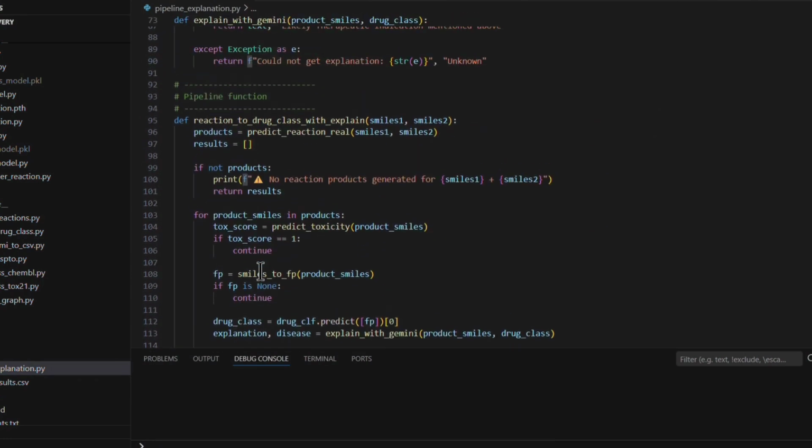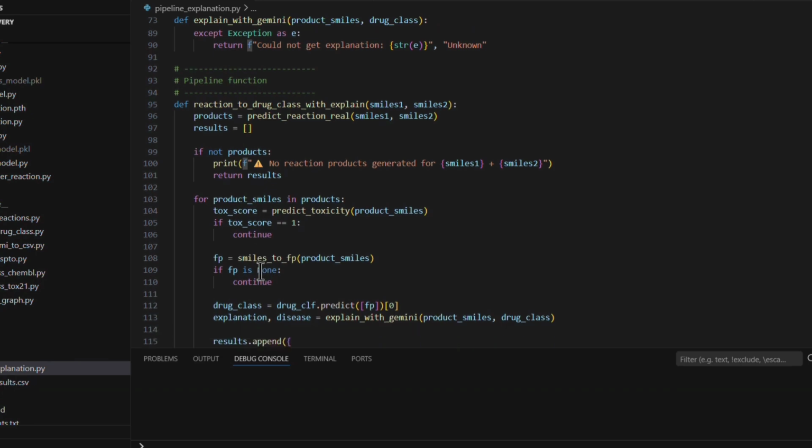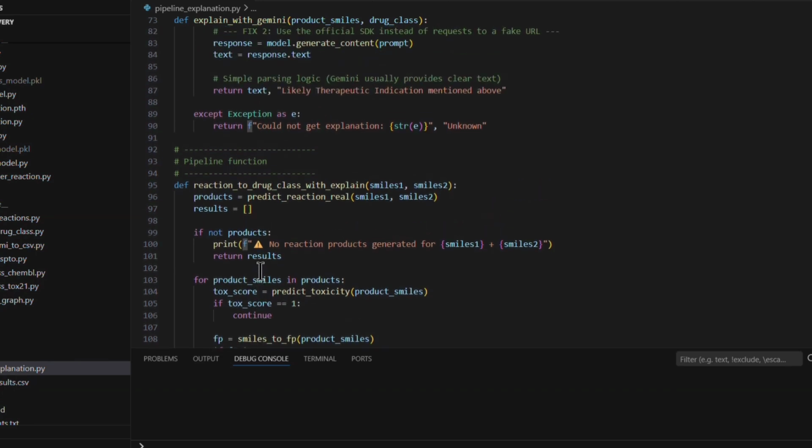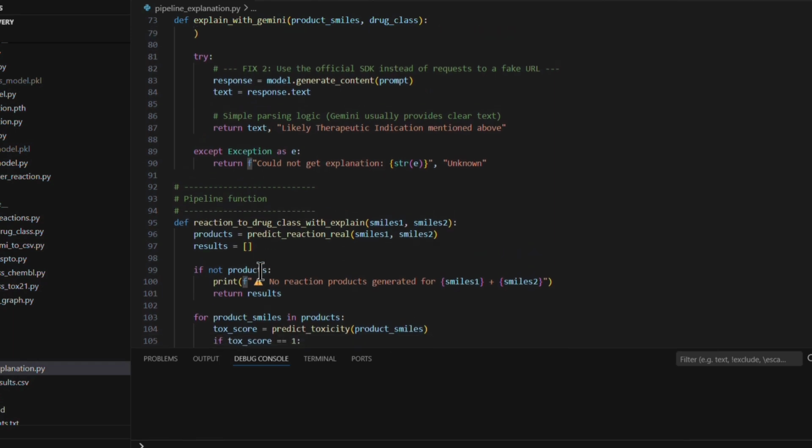This code builds a complete AI drug discovery pipeline from reaction to explanation. It first generates possible reaction products using real chemical reaction rules with RDKit. Then it filters out harmful compounds using a toxicity prediction model. Next, it classifies safe molecules into drug categories using a trained ML model. Finally, it uses Gemini AI to explain drug function and suggest its therapeutic use in theory.